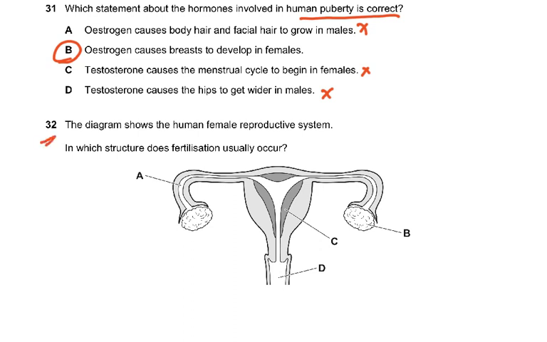Question number 32. The diagram shows the human female reproductive system. In which structure does fertilization usually occur? Of course, by mistake, it can occur anywhere. But the answer is A because it's in the oviduct. B is the ovary. C is the lining of the uterus. And D is the vagina.